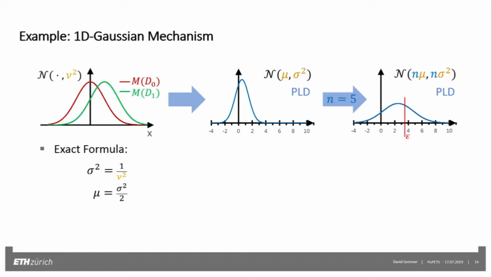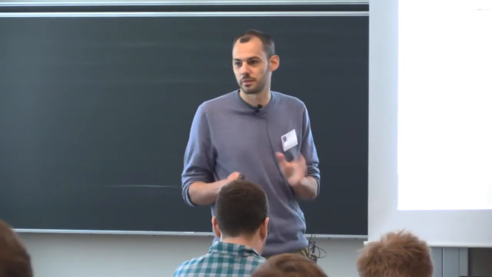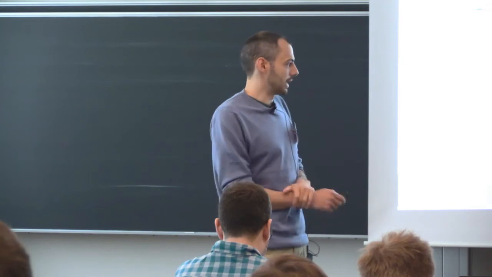And the cool thing is, if we go and compute the delta, the approximate differential privacy delta, this is this area you see here, we have an exact formula. And this is straightforward to compute. You don't need to do convolution or anything. And this is highly valuable if you have like a million compositions, like mixnets or something like this would have.